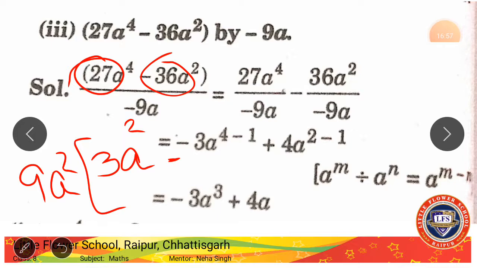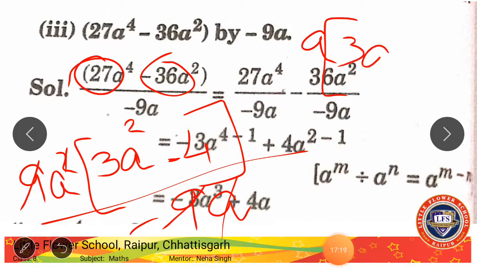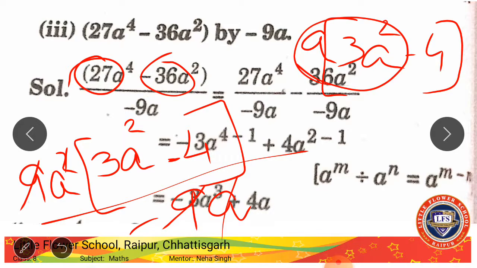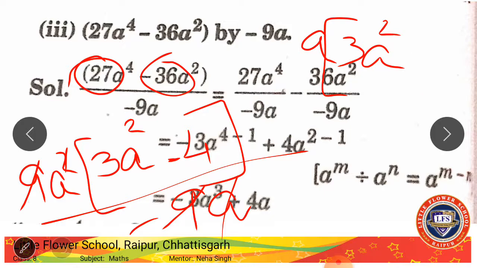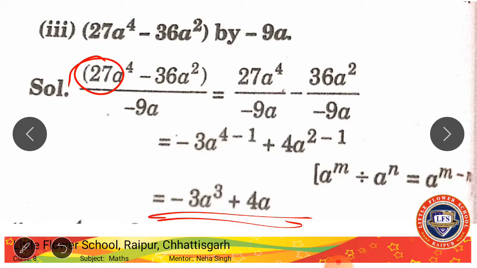Right? Sorry, 9 you have taken common. You are left with 4. A square you have taken common, so nothing is left. And minus 9a. This 9 will get cancelled. A will be cancelled. Right? What are you left with? A into 3a square minus 4. This a is not getting cancelled, so it will be multiplied. 3a square into a is 3a cube and minus 4a. So your answer is 3a cube minus 4a from both the methods.